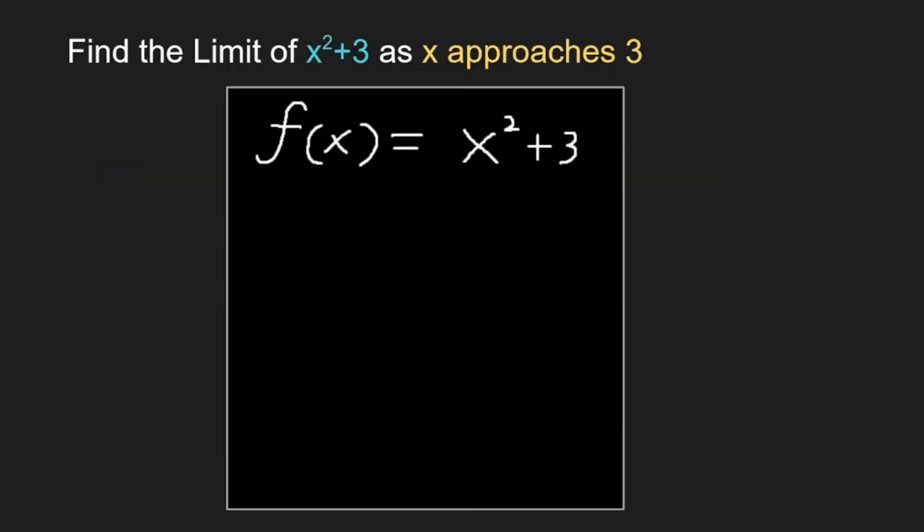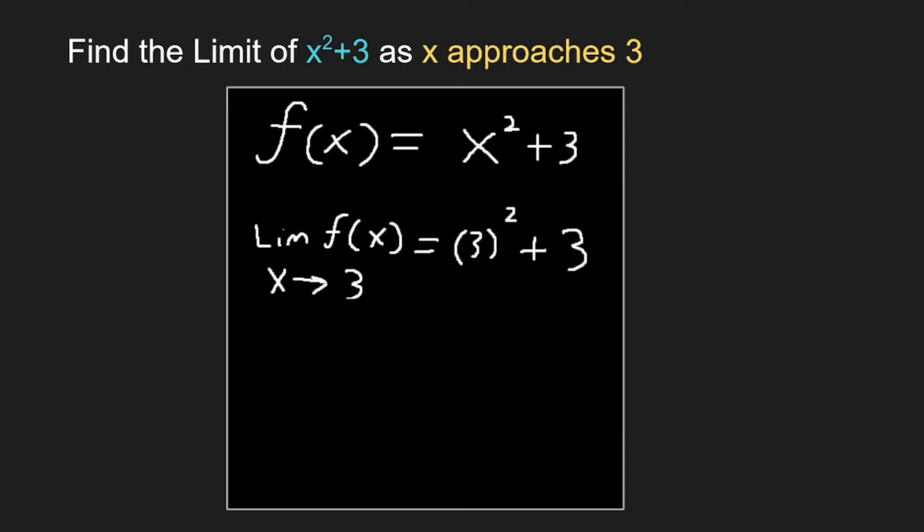Here, we will solve the limit of x squared plus 3 as x approaches 3. First, we'll define our limit like was shown in the previous slide. We'll also substitute our variable for the value it's approaching. So in this situation, we substitute x for 3 as it is approaching 3. Then, we can solve to find our limit. And our limit is equal to 12.